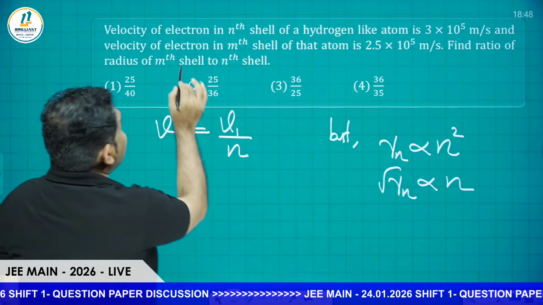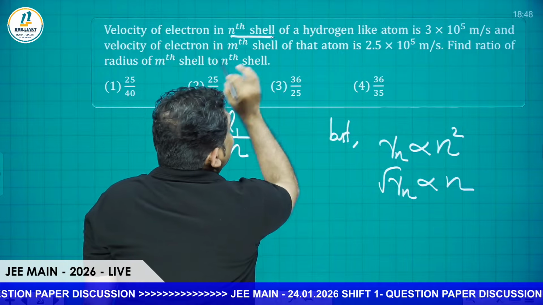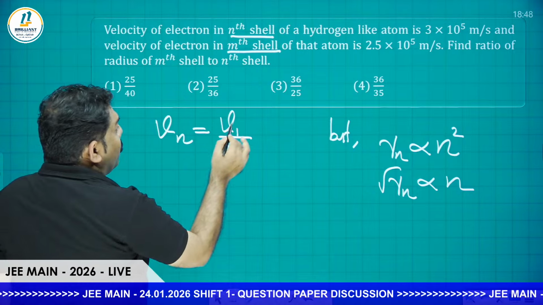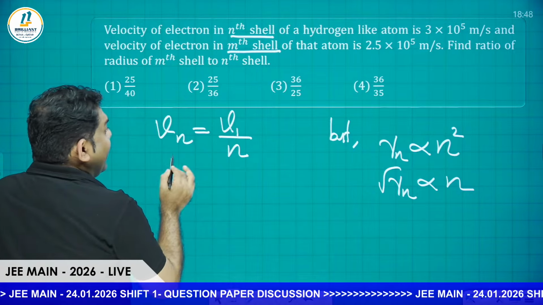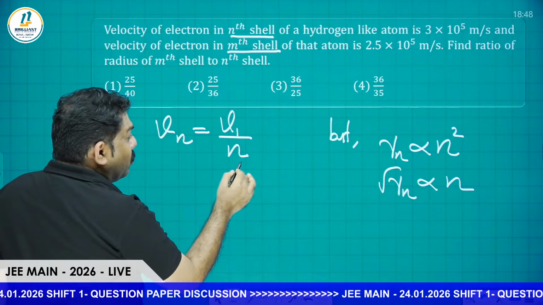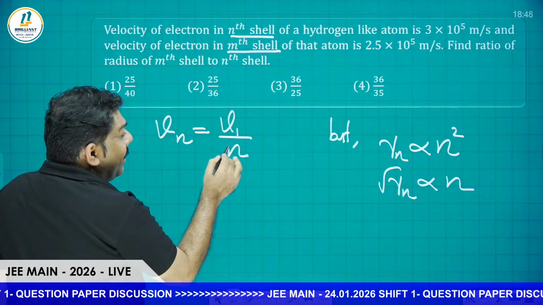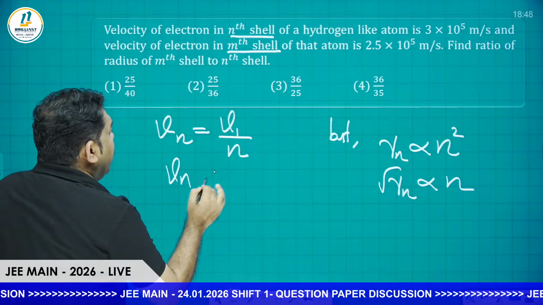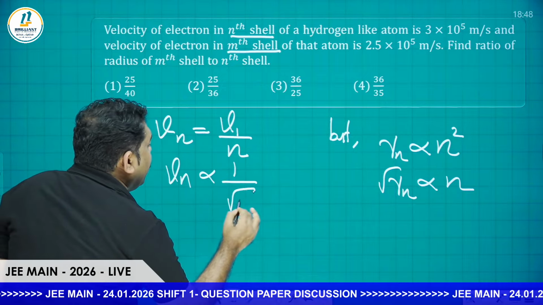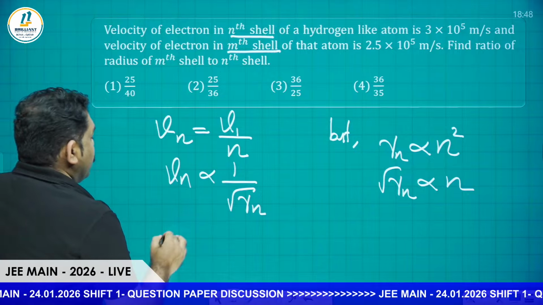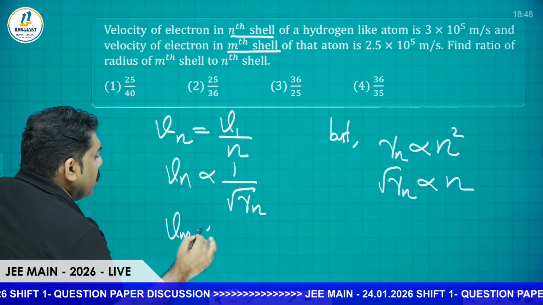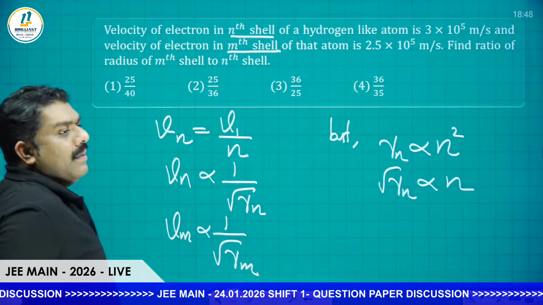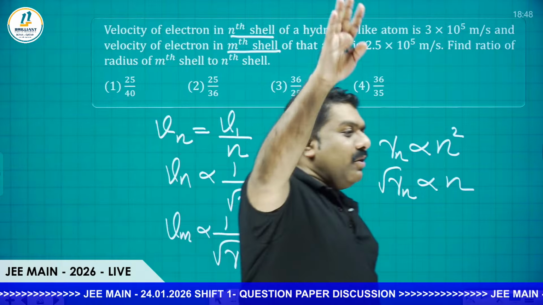So there are two shells they are giving, n shell and m shell. So Vn is equal to V1 by n, we can say it is inversely proportional to the orbit number and that is inversely proportional to root Rn. So I can write Vn proportional to 1 by root Rn. In the same manner Vm proportional to 1 by root Rm. Okay, that we have. Yes, you all got it correctly.